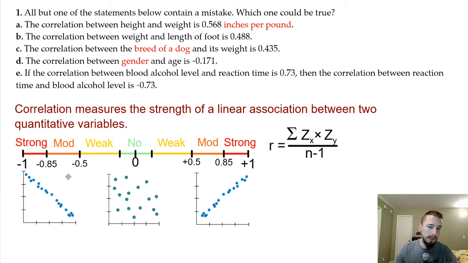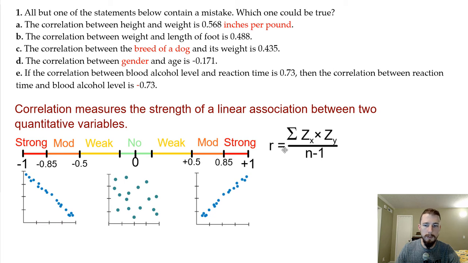So you can see they go from a negative direction to a positive direction, and then in the middle there's just random. Also, the correlation coefficient is calculated by the sum of the products of the z-scores, so that'll come in handy in a second as well. All right, so answer choice A says the correlation between the height and weight is 0.568 inches per pound.